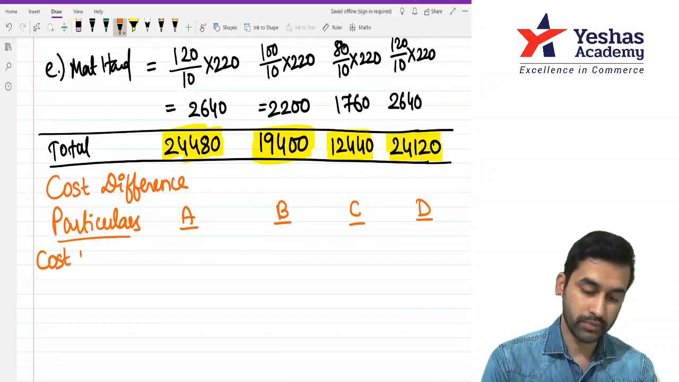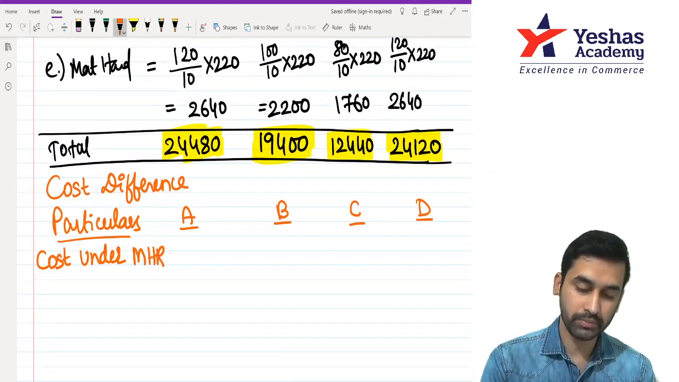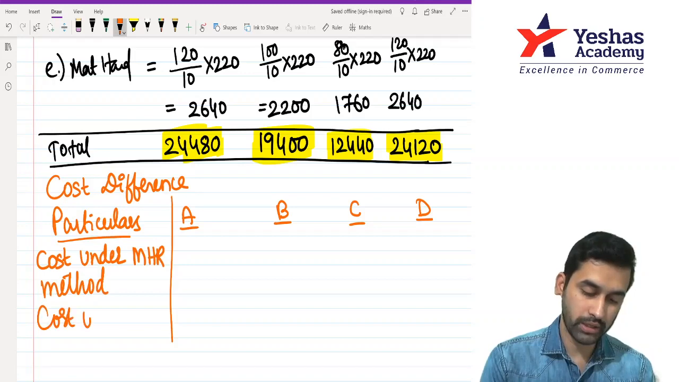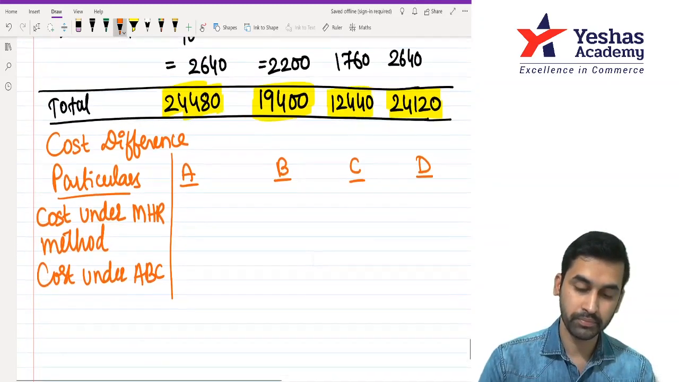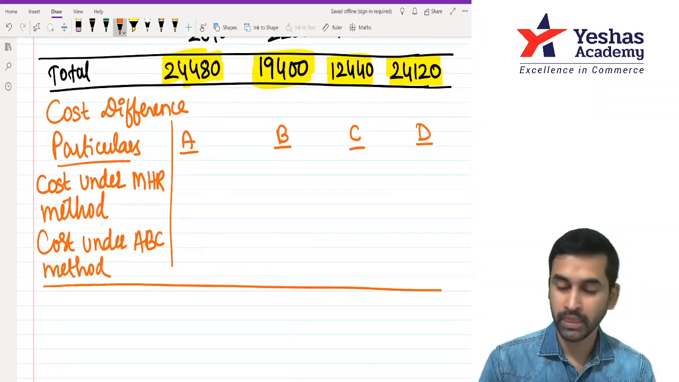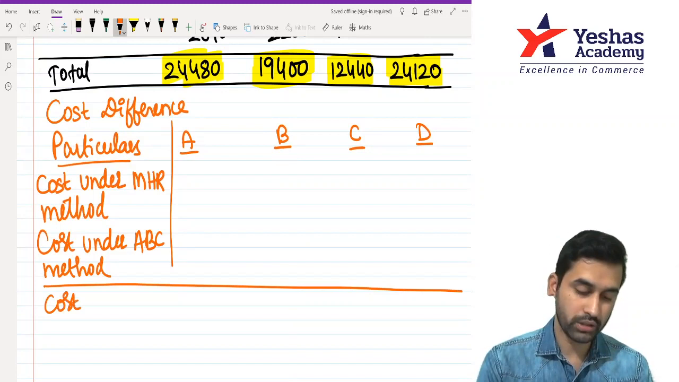Cost under MHR method, cost under ABC method, and then cost difference.